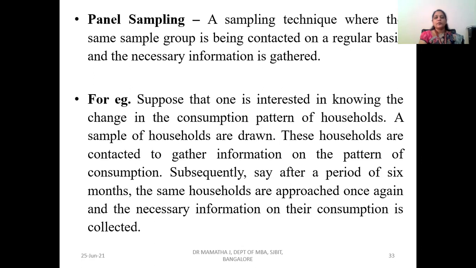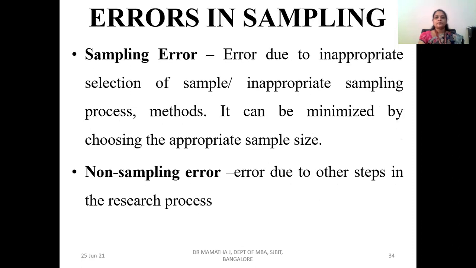You keep this panel constant, because whenever you want to collect data or do a survey, you contact the same panel of people. So this is called panel sampling. We are done with probability and non-probability sampling techniques, so we'll move on to the last topic in unit 3, that is errors in sampling.